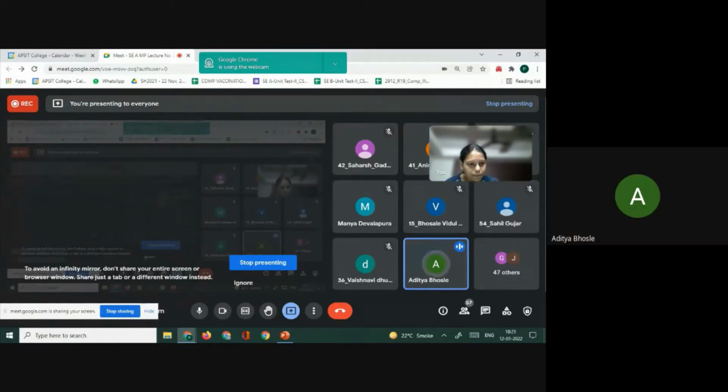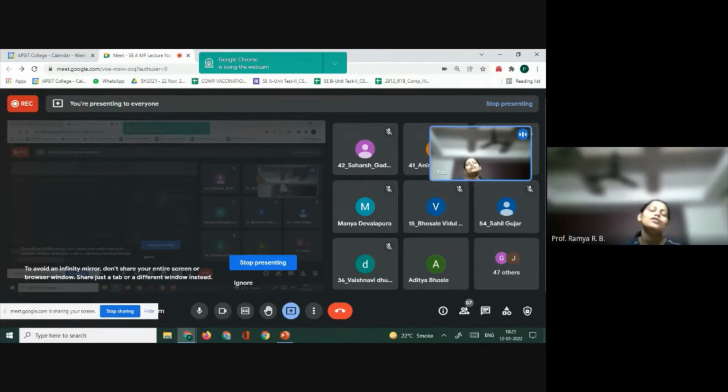Ma'am, the address range will start from 0000H and it will end at FFFFH. 0000 and FFFF. 2 power 20 memory locations. You are close, but not right. It's not right.